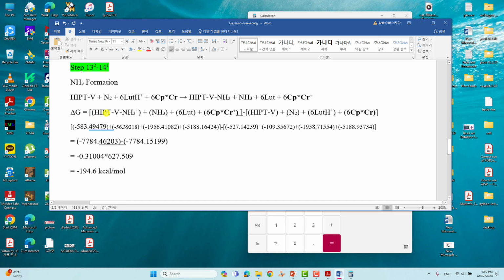Here on the left side you have to put your products: HIPT vanadium NH3 plus the protonated one, that's why we are mentioning the plus. Then the formed NH3 molecule, then 6 lutidine, and the 6 oxidized species of decamethylchromocene. Likewise on the right side you have to put your reactants: the catalyst N2, 6 lutidinium H plus, and 6 neutral decamethylchromocene. Likewise you can add all the energies down here. Just add these 1, 2, 3, 4 energies and put it here, and here add 1, 2, 3, 4 energies and put it here. Just subtract these two energies.